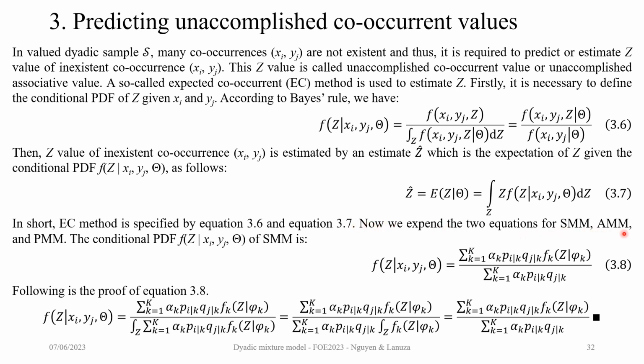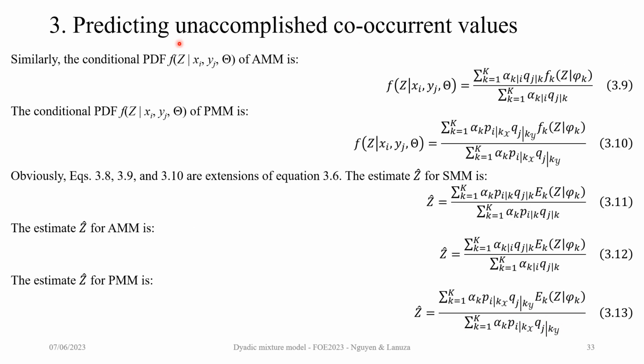Now we expand the two equations for SMM, AMM, and BMM. The conditional PDF f(Z | Si, Yj, Θ) of SMM is specified by equation 3.8. Similarly, the conditional PDF of AMM is specified by equation 3.9. The conditional PDF of BMM is specified by equation 3.10. Obviously, equations 3.8, 3.9, 3.10 are extensions of equation 3.6. The estimate Z hat of SMM is specified by equation 3.11. The estimate Z hat of AMM is specified by equation 3.12 here. The estimate Z hat of BMM is specified by equation 3.13 here.